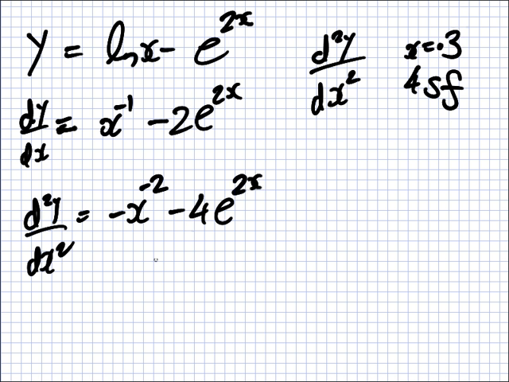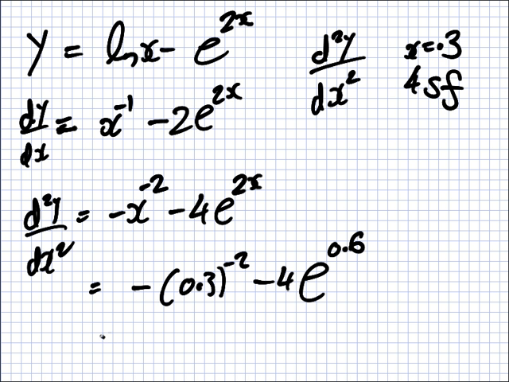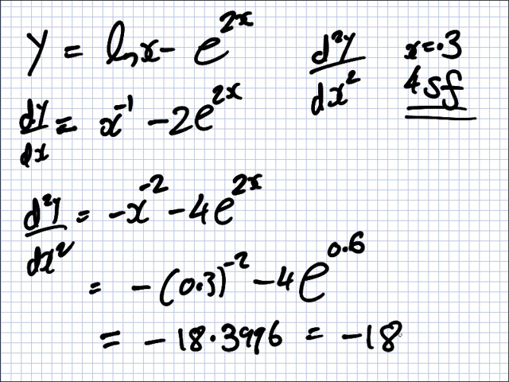And they ask you to sub in 0.3, so that's minus 0.3 to the power minus 2, minus 4e^0.6. And what do you get here? Minus 399.6. Now they ask for 4 significant figures, so that would be what? Minus 18.14. Yeah. It's not too bad, is it? And that's actually 5 marks.